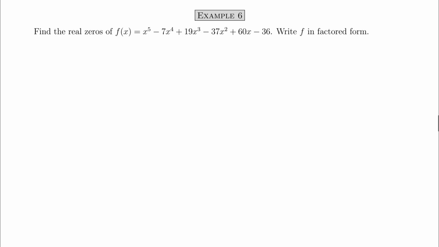So we're going to do it step by step. First, we're going to start off with Descartes' rule of signs to find the possible number of positive real zeros that this function may have. So let me just write here positive real zeros.